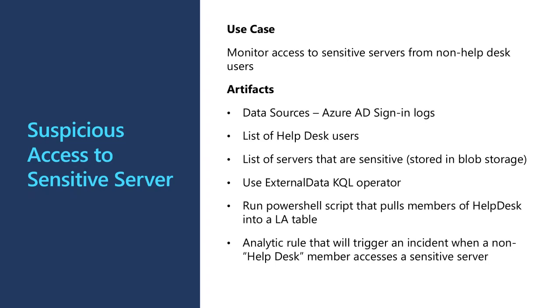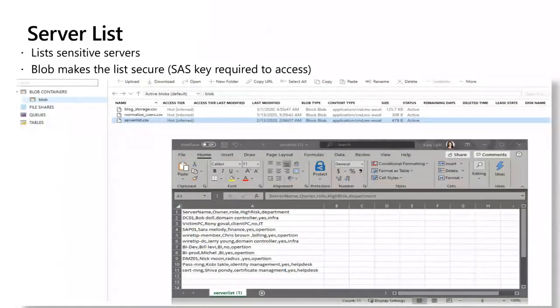So I'm going to store that information in a blob storage. And I'm going to use this external data KQL operator to keep everything in temporary memory. In this scenario, we're using the external data KQL operator. We're not storing the information in Log Analytics. We're just going to be using it quickly for doing our poll. We're going to use a PowerShell script that pulls the help desk members information into the Log Analytics table and create an analytical rule that will trigger when a non-help desk user member accesses a sensitive server. So the first thing is we need our server list.